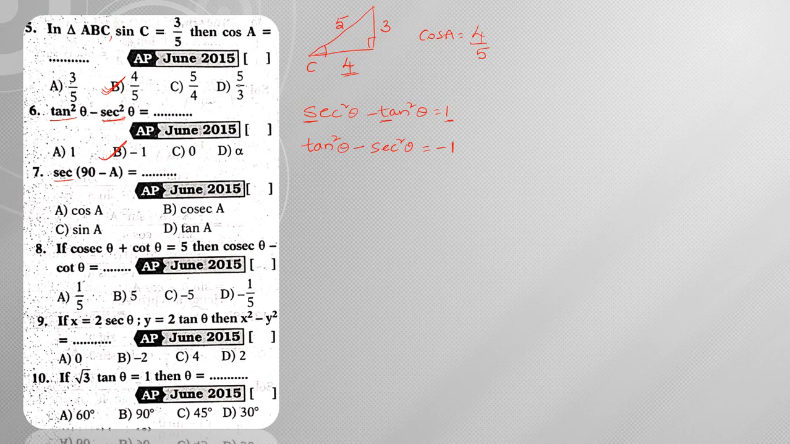Next, secant of 90 minus theta. So already we have discussed, secant will be changed as cosecant. Hence the answer will be option B.